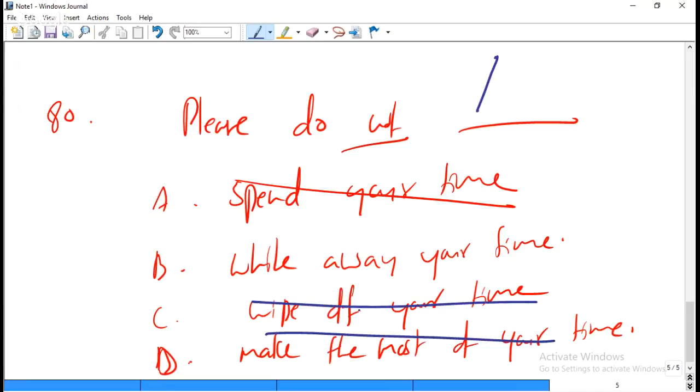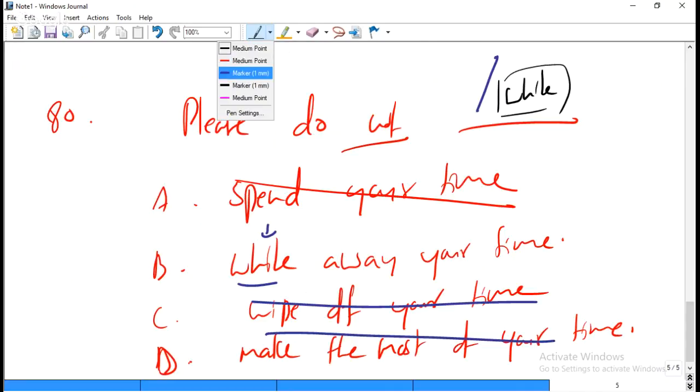So this is wrong. And when we come to option B, while away your time. When we look at this while, how can we use while here? See, in our normal usage or our daily routine, we use while as a conjunction, but while can be used as a verb. You can check this in any dictionary. And while away your time, please do not while away your time means do not waste your time. So B fits.